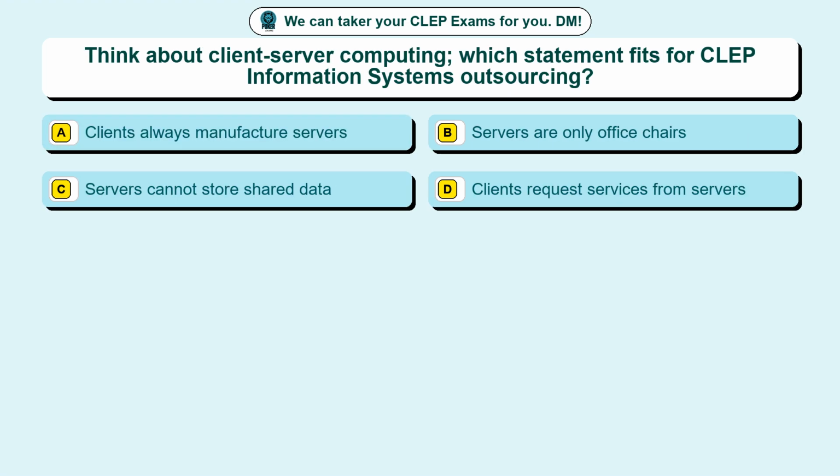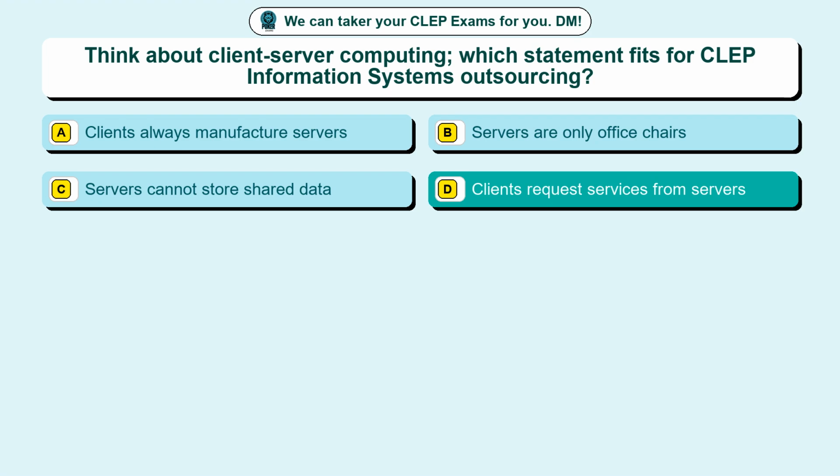Question 58. Think about client-server computing. Which statement fits for CLEP Information Systems outsourcing? Option A, clients always manufacture servers. Option B, servers are only office chairs. Option C, servers cannot store shared data. Option D, clients request services from servers. The correct answer is option D, clients request services from servers.